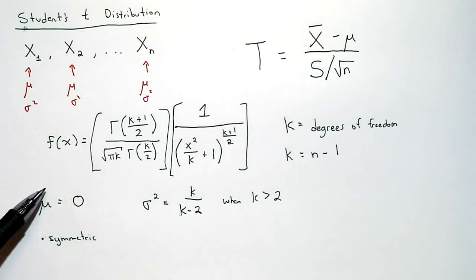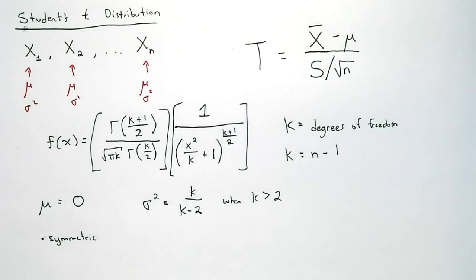That means that to the left of the mean and to the right of the mean, you will have pretty much the same distribution. It actually looks very similar to a bell curve, the normal distribution. However, for smaller values of k, for smaller degrees of freedom, that bell curve will have thicker tails. In other words, it's going to look a little bit flatter than the bell curve.